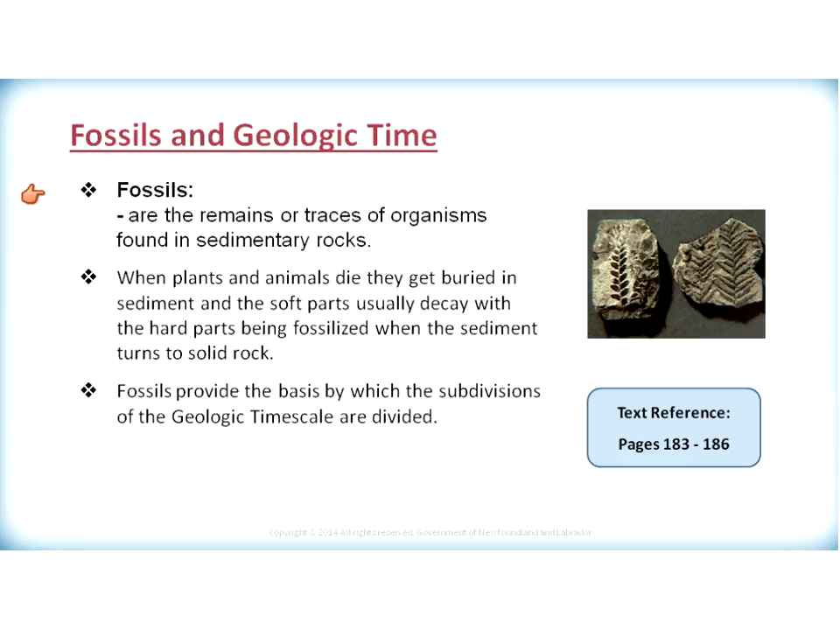A fossil is the remains or traces of once living things found in sedimentary rocks. If we look at the diagram to the right, we can see the remains of a leaf from a prehistoric plant. When plants and animals die, they get buried in sediment, and the soft parts usually decay, with the hard parts being fossilized when the sediment turns into solid rock. Fossils provide the basis by which subdivisions of geologic time are divided. You can find information in the textbook on pages 183 to 186.